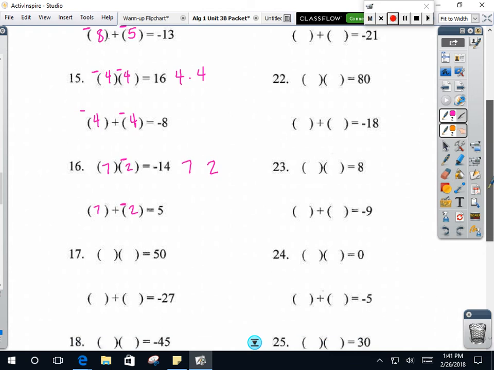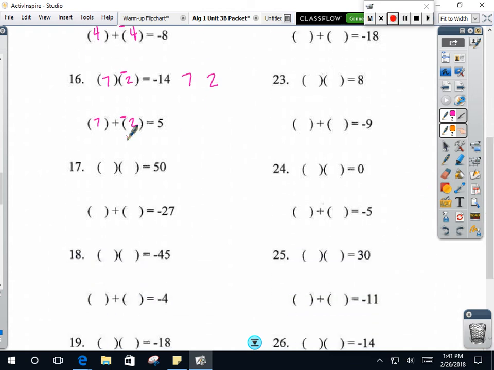Okay, number 17. Let's try 25 and 2. Right, I heard somebody say that both of them need to be negative so that when you add them, you get a negative 27, and when you multiply them, you get a positive 50, because a negative times a negative is a positive.